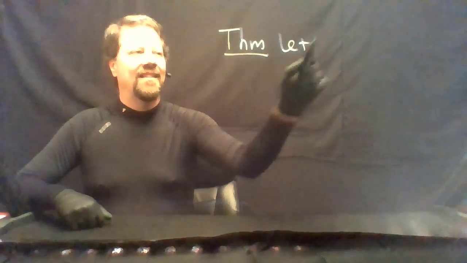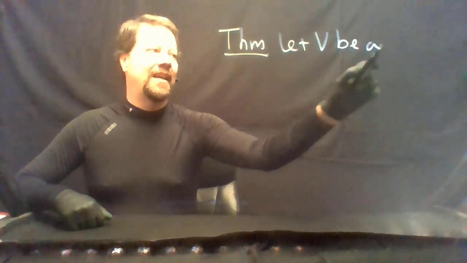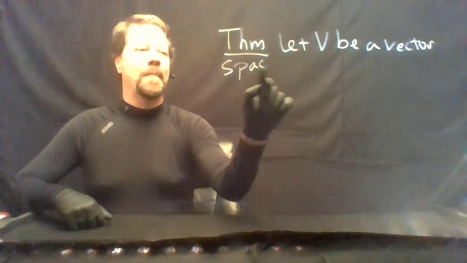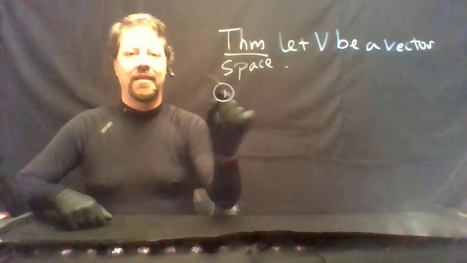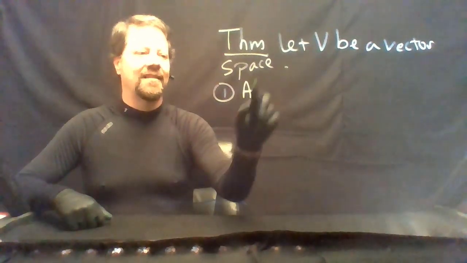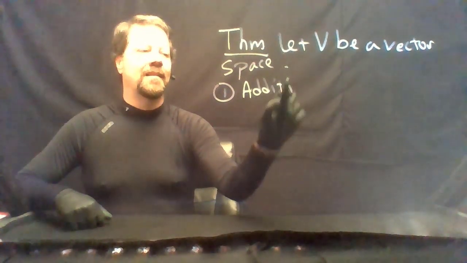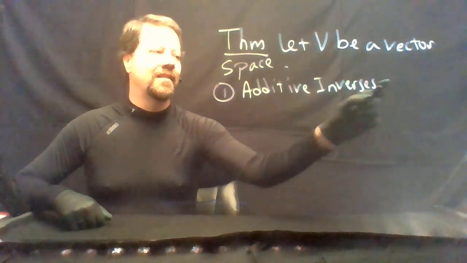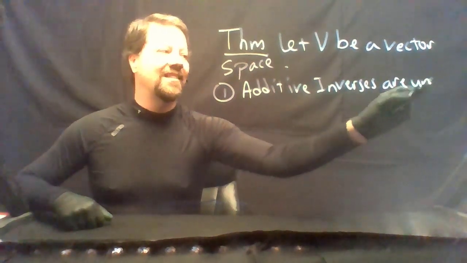There are certain properties of vector spaces that you need to know and you need to know how to prove. Let V be a vector space. Our first property is that additive inverses are unique.